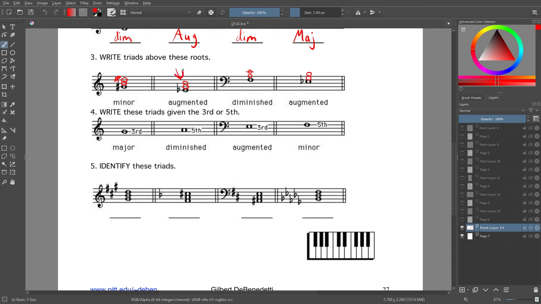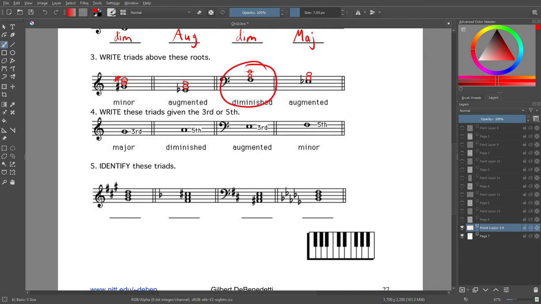Now for this one we need an augmented. We got E flat. And we need to make a major third up to G. 1, 2, 3, 4. That is already a major third. Perfect. Now we need another major third. 1, 2, 3, 4. That is also a major third. And so we can leave that one as is.